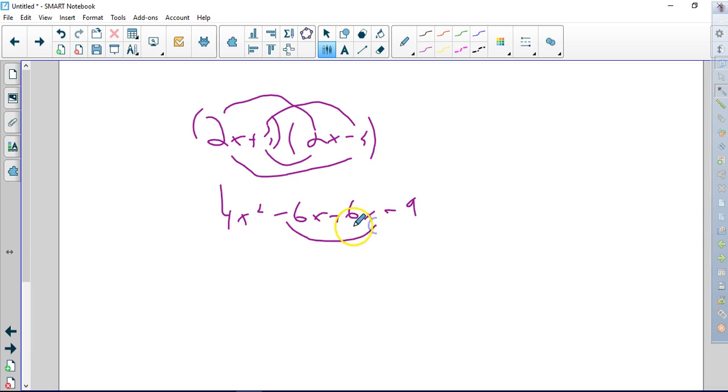Well, notice what happens here. My o and my I cancel each other out, and I'm just left with f and L. This is called the difference of two squares. Perfect square, perfect square, perfect square, difference, subtraction. So you're always going to get this situation when the parentheses are exactly the same, but one's plus and one's minus.